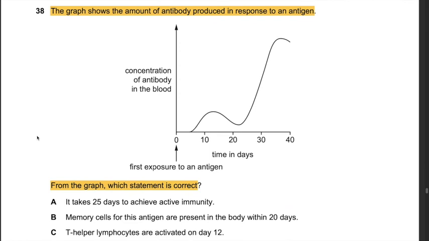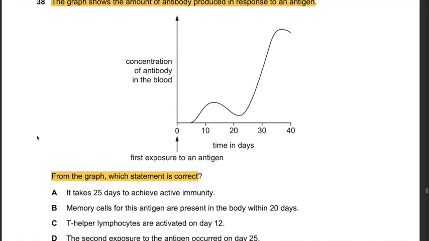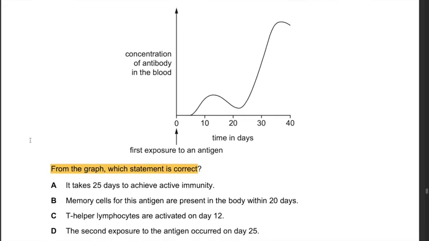Question 38. The graph shows amount of antibody produced in response to an antigen. From the graph, which statement is correct? A. It takes 25 days to achieve active immunity. If you have selected this as an answer, it is wrong, as from the graph you cannot say exactly it takes 25 days, because according to the graph it shows active immunity is achieved before 25 days, and active immunity occurs after the first peak. Hence, answer A is incorrect.